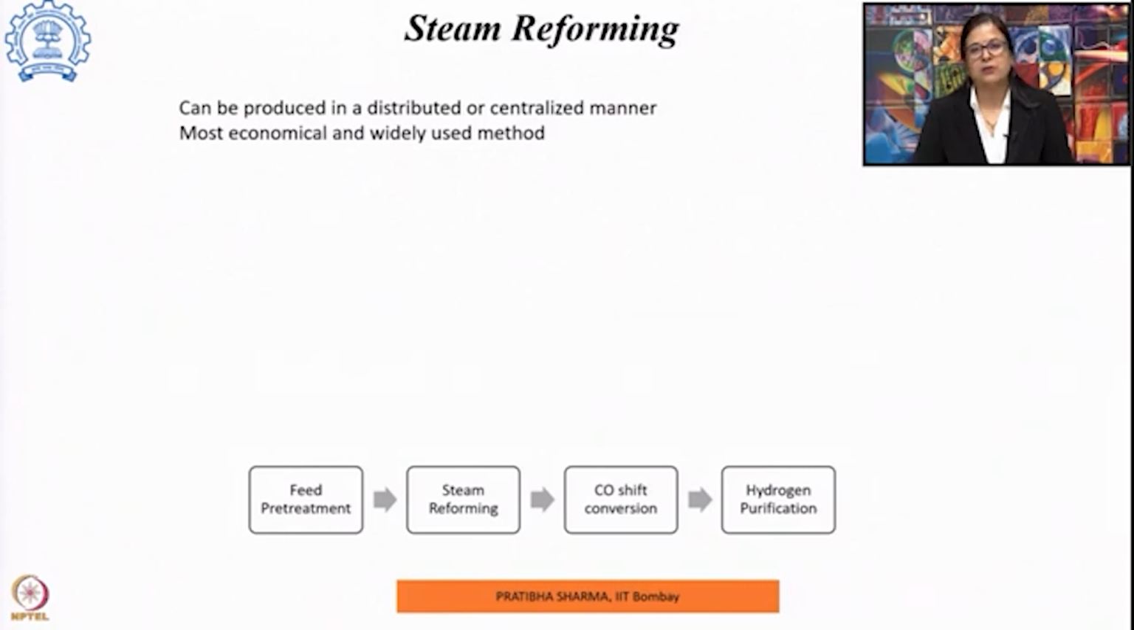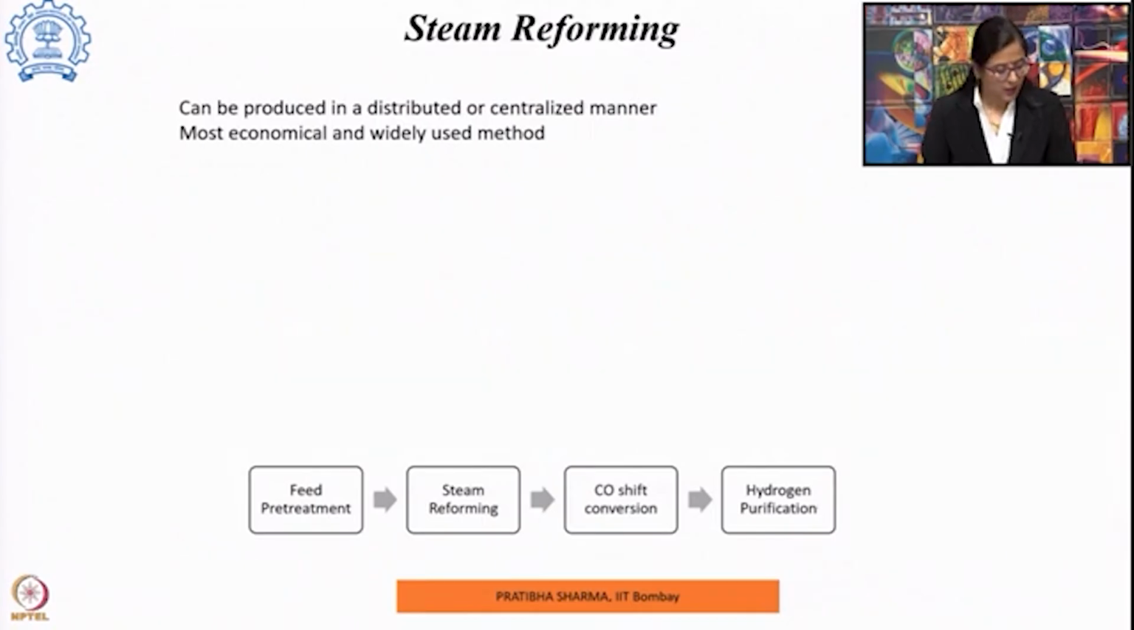So, it can be produced in centralized plants wherein the cost can go down, but then there will be a trade off. If we are saving in terms of the cost by centralized production, the cost which we are spending for transportation should be lower as compared to what we are saving in terms of production on a centralized scale. However, this steam reforming method is the most widely used mature technology, it is the most economical method for hydrogen production.